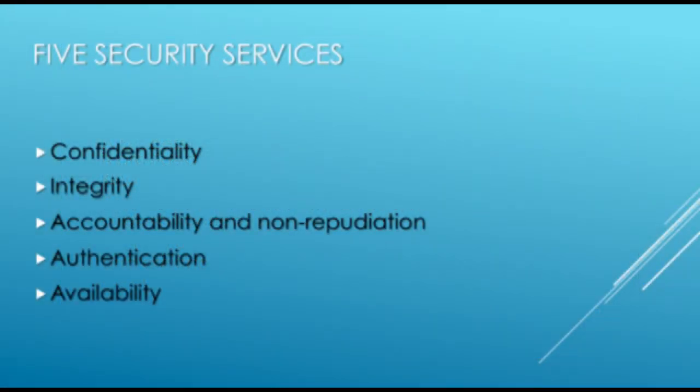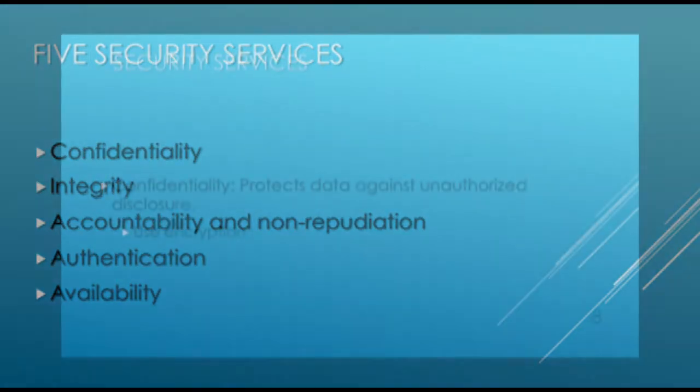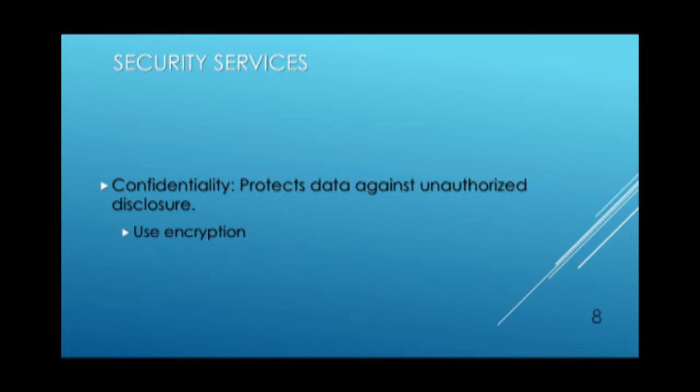Now there are essentially 5 main security services. Let's take a look at them. Confidentiality protects data against unauthorized disclosure. That would be, for example, when I use HTTPS, Secure Socket Layer or Transport Layer Security. This encryption method protects my credit card information as it's going across the Internet.